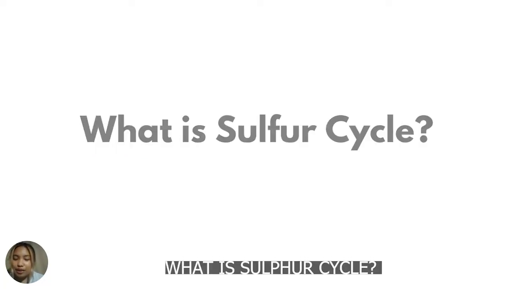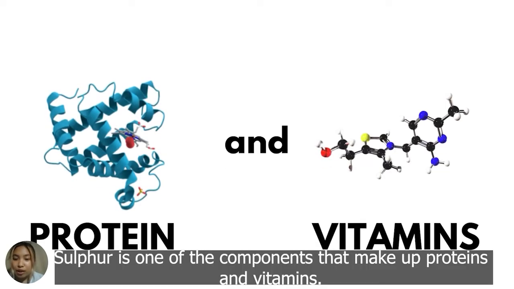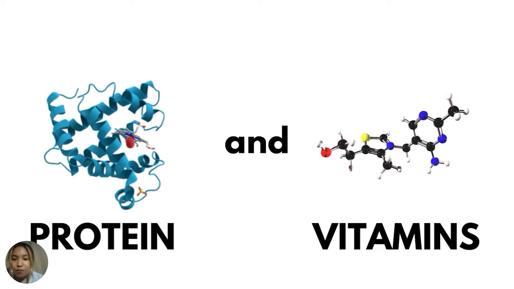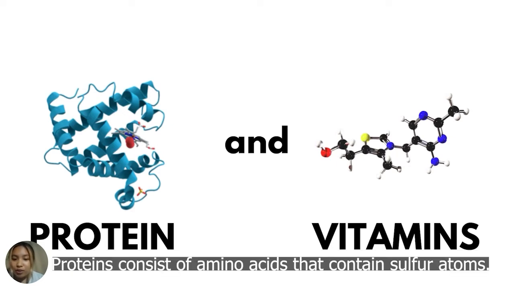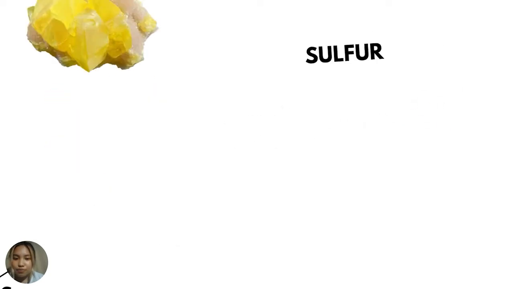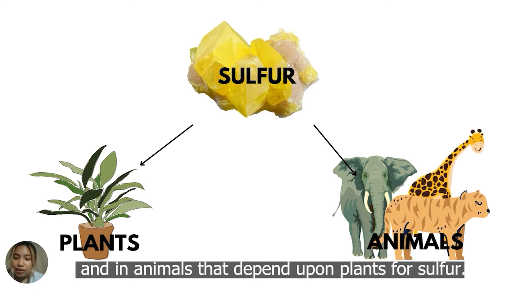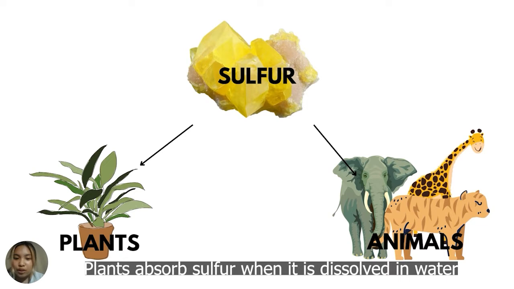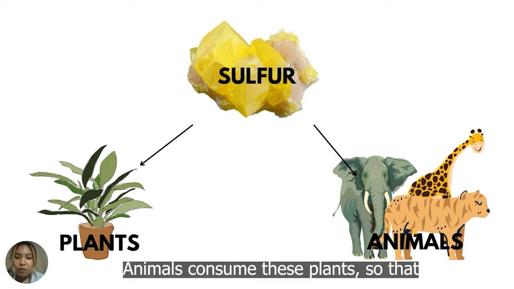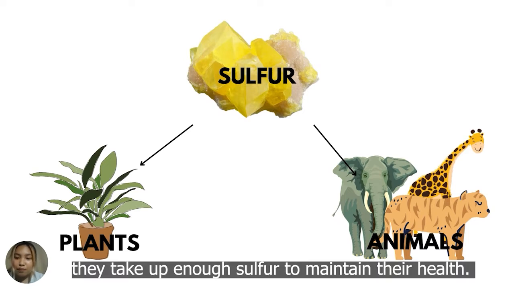So, what is the sulfur cycle? Sulfur is one of the components that make up proteins and vitamins. Proteins consist of amino acids that contain sulfur atoms. Sulfur is important for the functioning of proteins and enzymes in plants, and in animals that depend upon plants for sulfur. Plants absorb sulfur when it is dissolved in water. Animals consume these plants so that they take up enough sulfur to maintain their health.